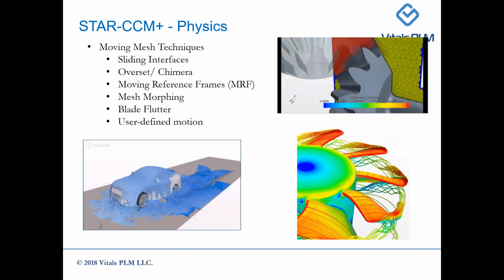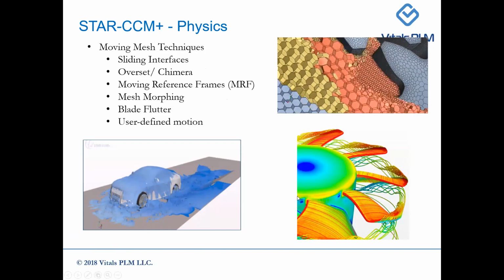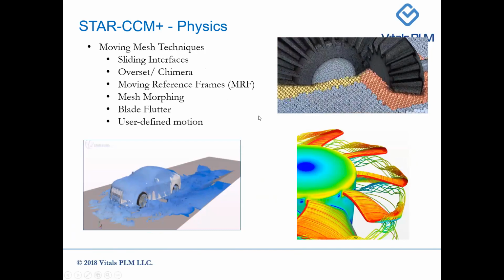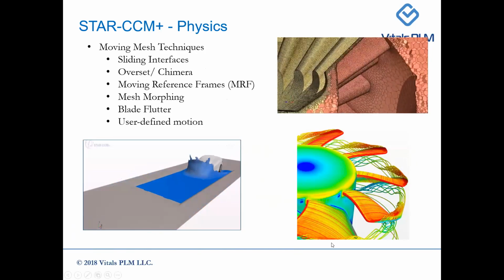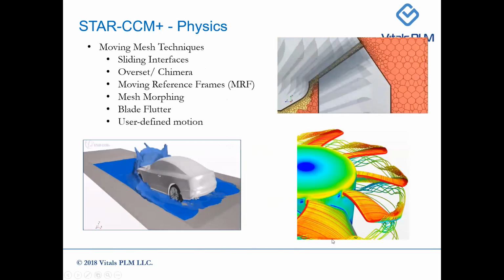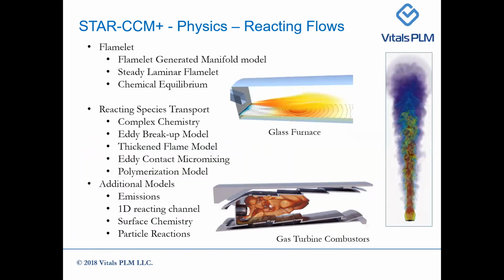Moving mesh techniques: we have a sliding interface, overset, also called chimera mesh, moving reference frame (MRF), mesh morphing, blade flutter, and user-defined motion. For the reacting flows, we have multiple different models like the flamelet model, reacting species transport, and additional models to model emissions, 1D reacting channels, and surface chemistry.